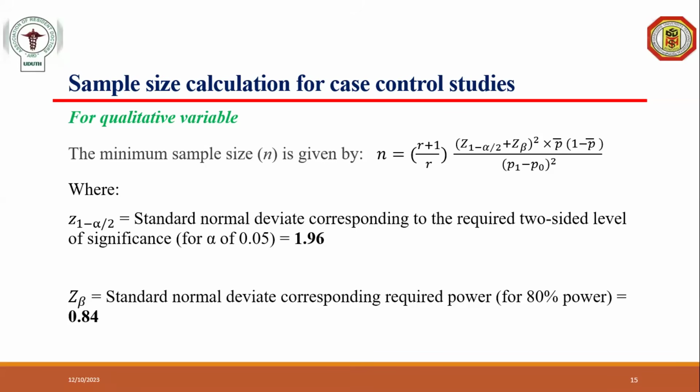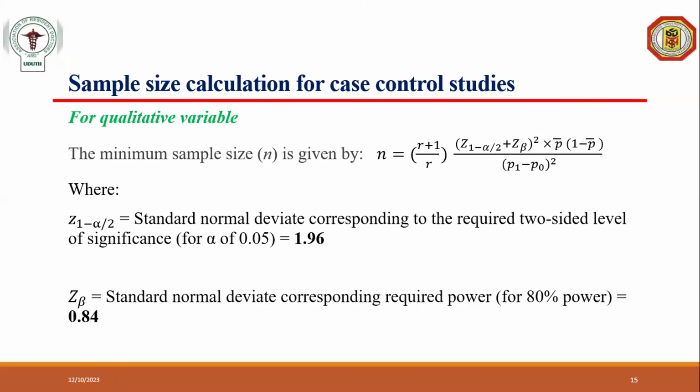Then number 3 is matching. You have to match your cases with controls. If you have a case that is a 25-year-old male, you should have a control for that case who is a 25-year-old male, or very close to that, so that you match them. So all the cases will be matched for age and sex and all the other qualities that may affect the result of the research.